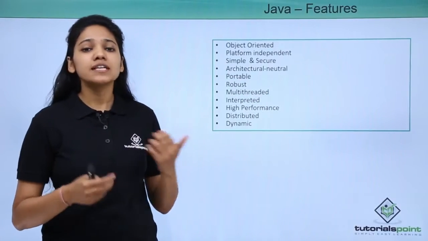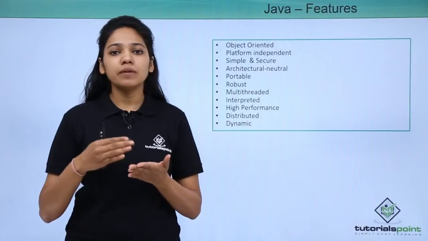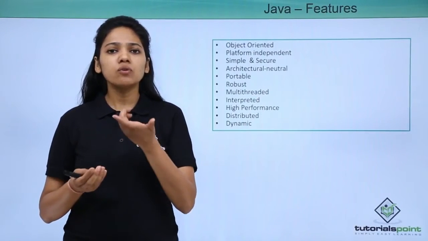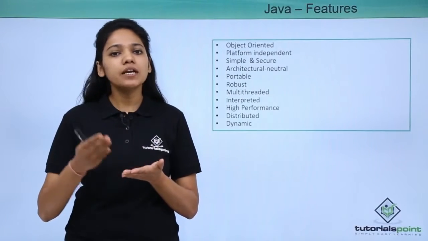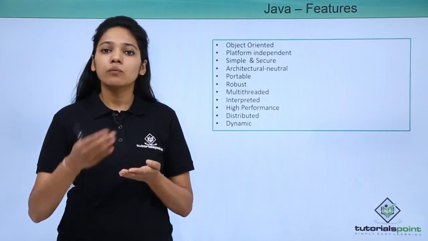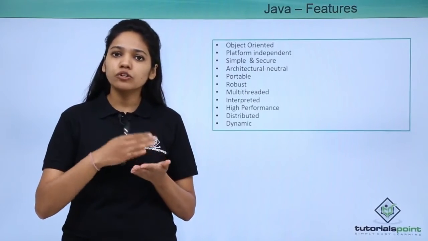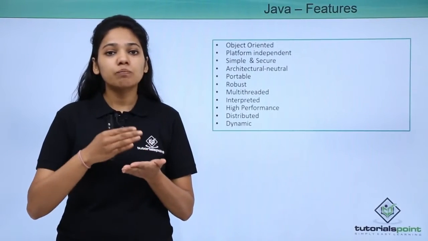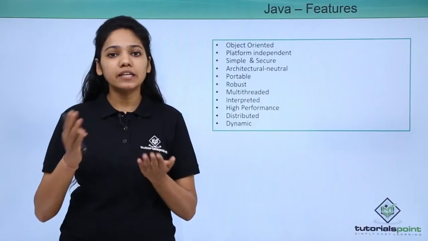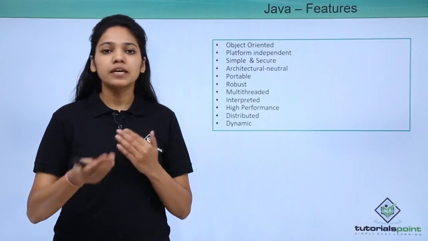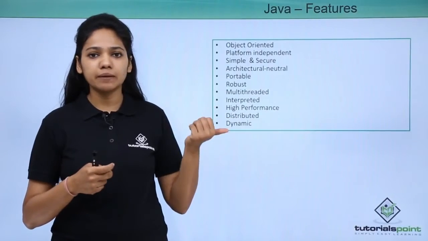The next feature is Java is platform independent. When we say platform independent, what do you understand by it? First of all, what is a platform? A platform may be software or hardware based, where Java is a software based platform, where we convert our source code into bytecode, and this bytecode can be run in any of the platforms. So, bytecode can be run in multiple platforms, therefore it becomes platform independent.